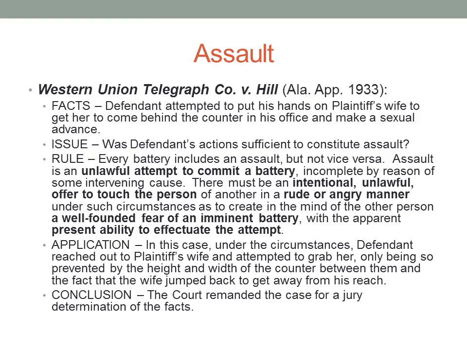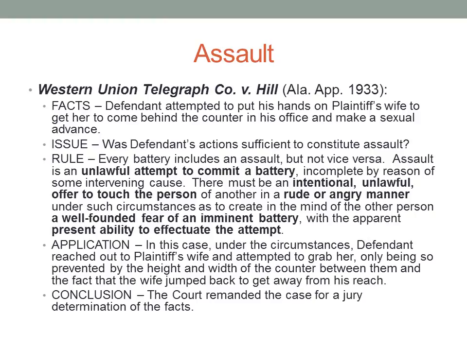The court said every battery includes an assault, but not vice versa. Assault is an unlawful attempt to commit a battery, incomplete by reason of some intervening cause. There must be an intentional, unlawful offer to touch the person of another in a rude or angry manner under such circumstances as to create in the mind of the other person a well-founded fear of an imminent battery, with the apparent present ability to effectuate the attempt.